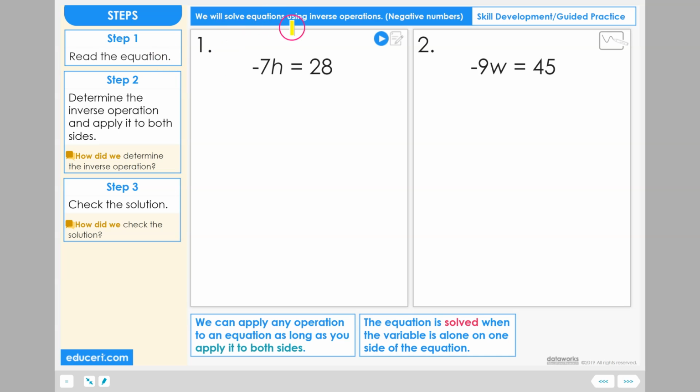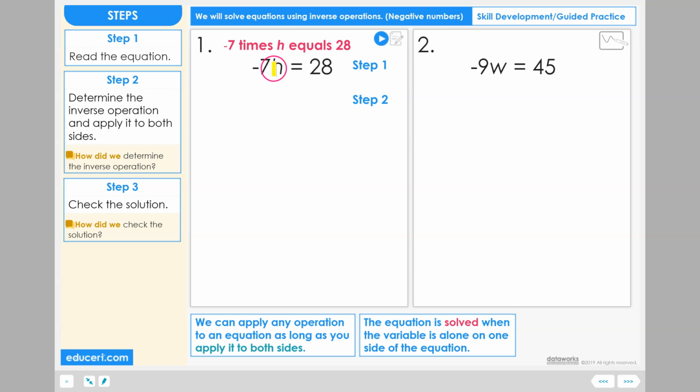Let's solve equations using inverse operations and being careful when doing our negative number operations. Equation number 1. Step 1. Read the equation. -7 times h equals 28. Step 2. Determine the inverse operation and apply it to both sides. We need to get the variable h all by itself.